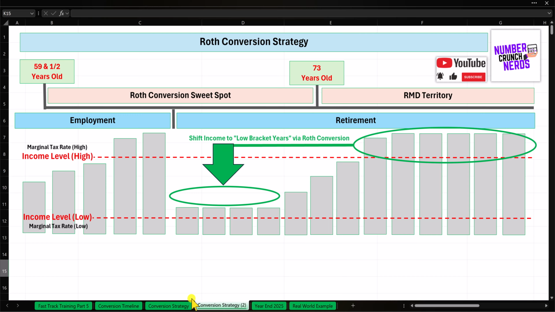And so if we go over here to our overall conversion strategy number 2 tab, our goal ultimately, once we find that income that is being taxed in the higher brackets later in the retirement years, is going to be to shift that income back into the low bracket years. And generally speaking, those low bracket years are going to be found right here in the early retirement drop.